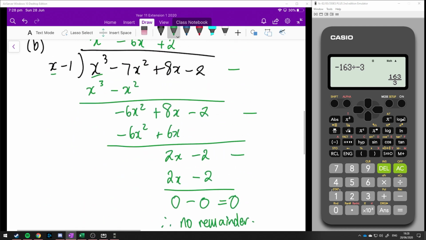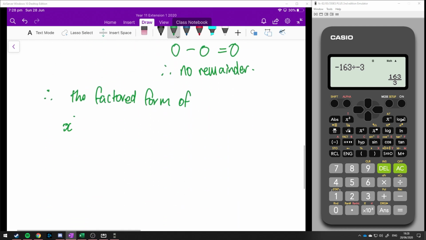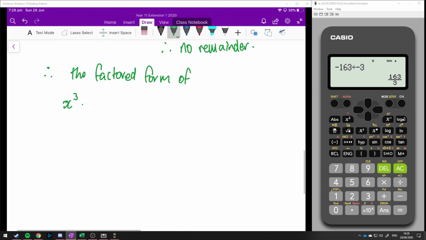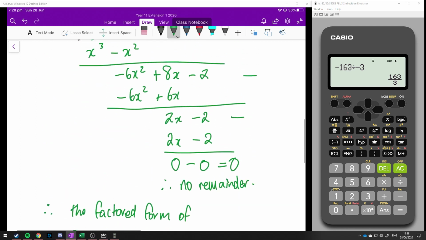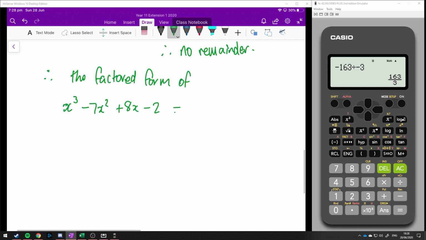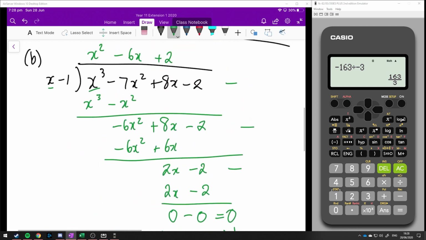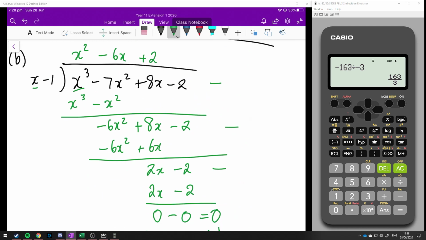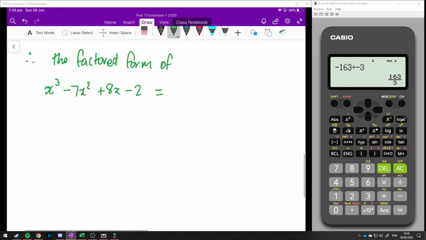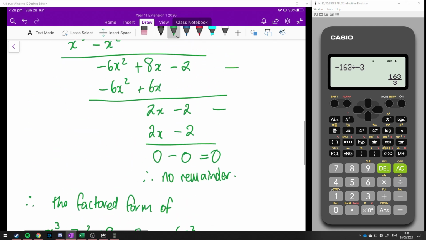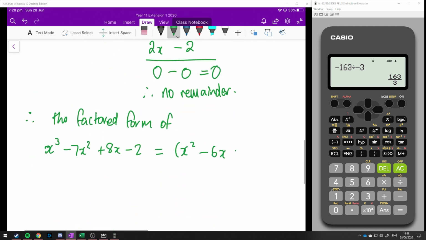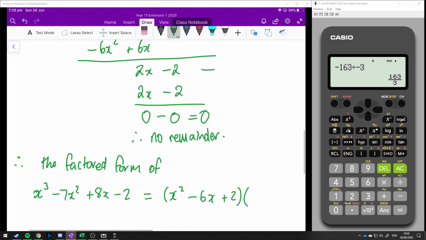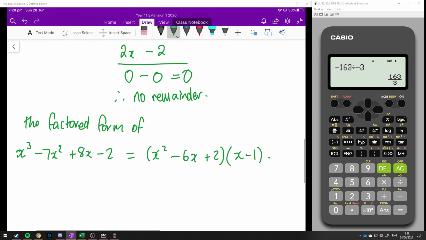The factored form of x cubed minus 7x squared plus 8x minus 2 is equal to... Now, we can start off by either the divisor or the dividend. I'm going to do this bit first, so I'm going to go x squared minus 6x, I think it was. Yeah, plus 2. And then it's x minus 1. I should also add that because there's no remainder, we don't have to add anything on the end.